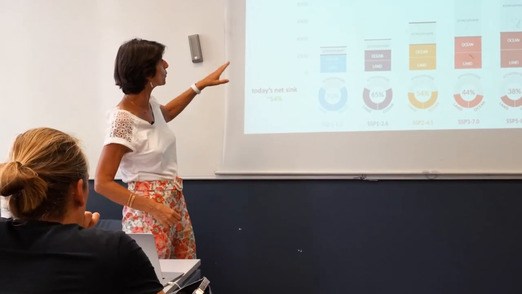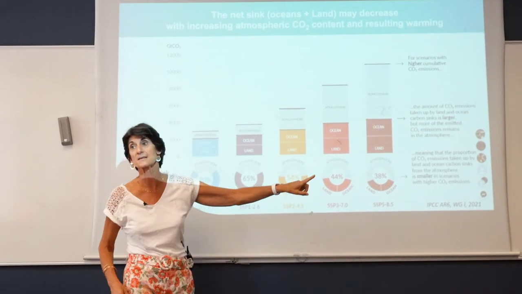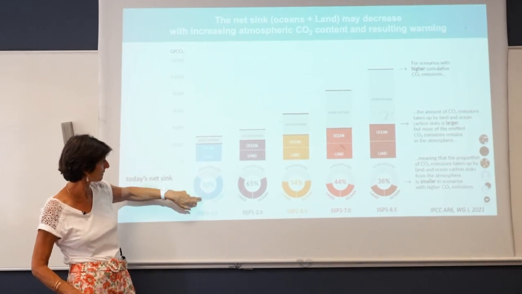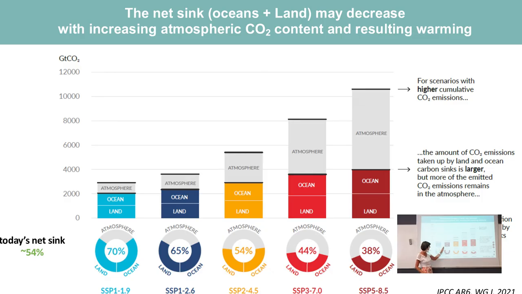The problem is that with warming, this sink can reduce. This is showing you the land and the ocean sink here, with different levels of warming in terms of scenarios. The lowest level of warming respects the Paris Agreement. So today the net sink is about 54%. It can increase because the more we increase CO2, the more we activate photosynthesis for a lot of ecosystems, and the more we increase the growing season length, so ecosystems can absorb CO2 for a longer time period.